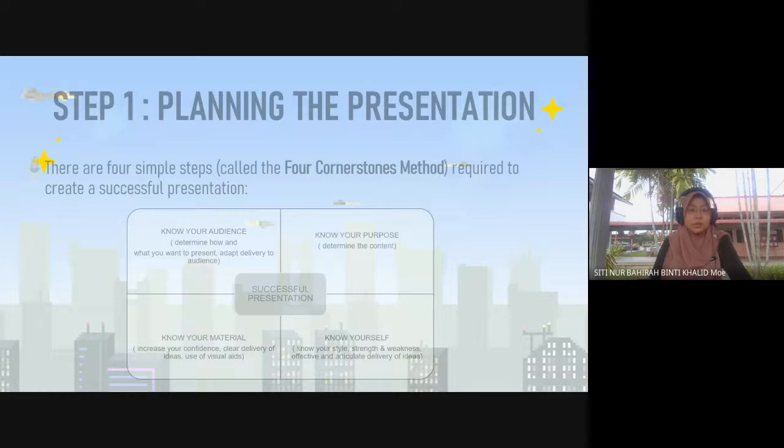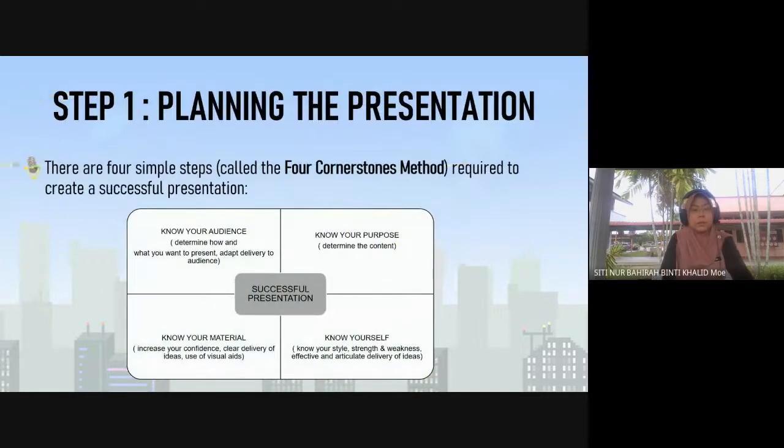Okay, now let's move on to the first step. The first step is planning the presentation. That means you have to plan your presentation. And there are four simple steps called the four cornerstones method required to create a successful presentation. So what are the four cornerstones? The first one, you have to know your audience. And then you have to know your purpose. Third, you have to know yourself. And lastly, you need to know your material.